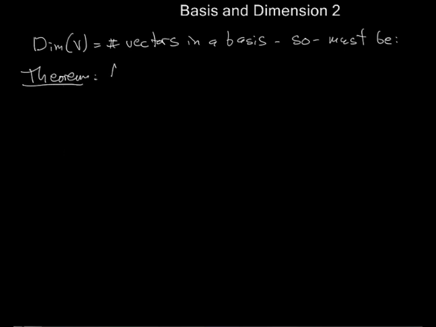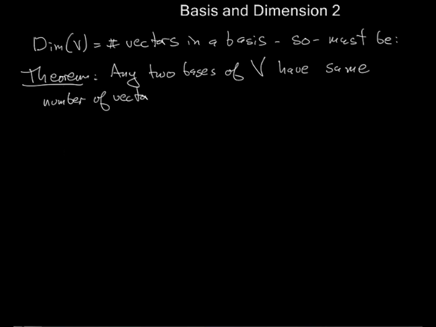Okay, well, let's check something here. The dimension of a vector space is the number of vectors in a basis. So, well, there can be more than one basis, so the following must be true. If you have any two bases of a vector space, they must have the same number of vectors, or else the dimension wouldn't be a meaningful concept. And this is true. So let's take a look at the proof of this. This is a useful thing to look at.